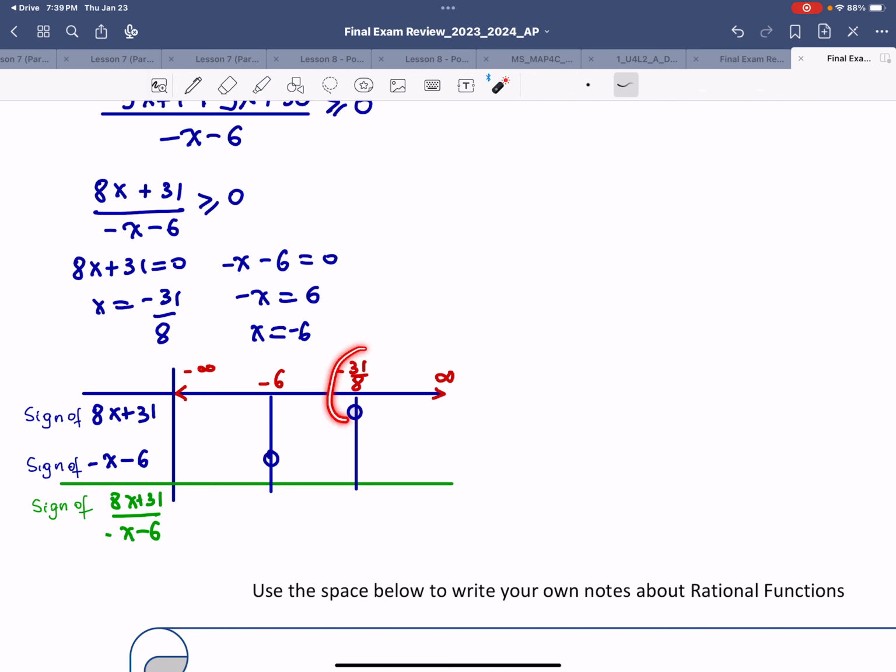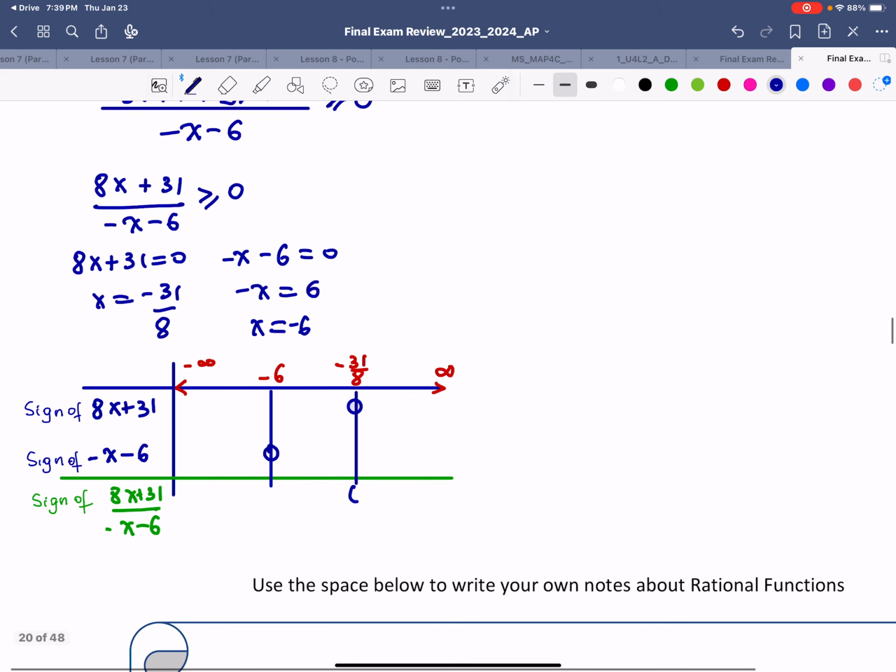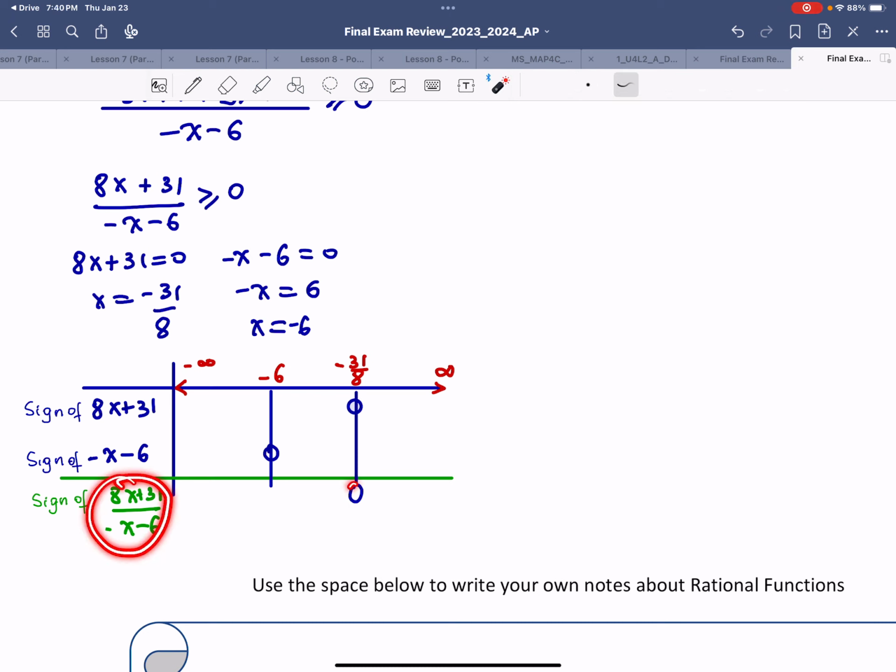Now, if the numerator becomes 0, remember, 0 divided by anything will be 0. So that will make the value of this entire expression equal to 0, and that's why we place a 0 right here. Now, if the denominator becomes 0, then we're going to have a number divided by 0, and a number divided by 0 is undefined. This is the reason why we say that at x equals -6, the rational expression will be undefined.